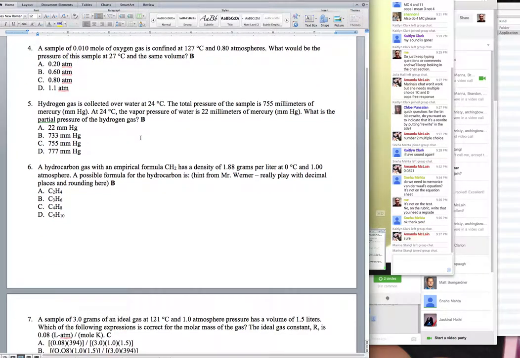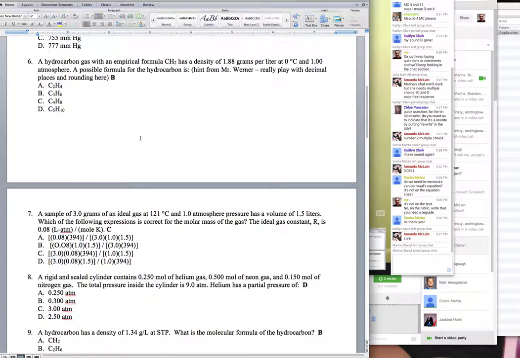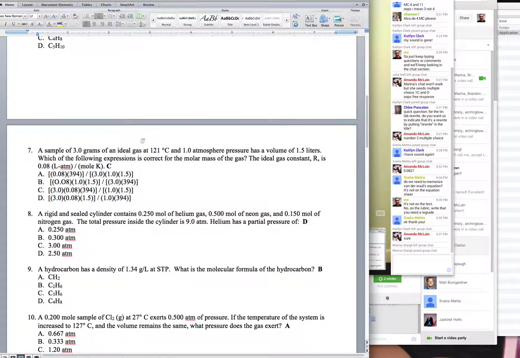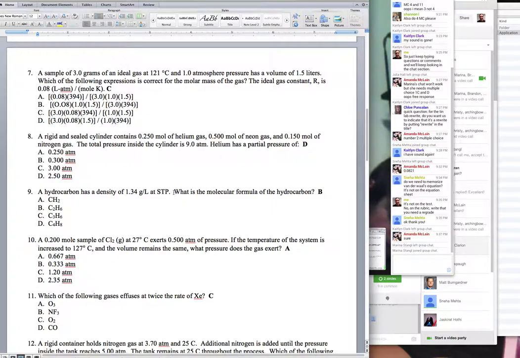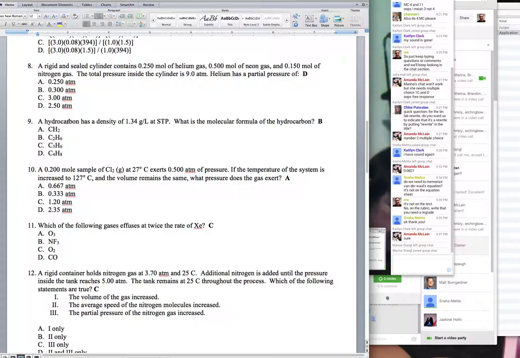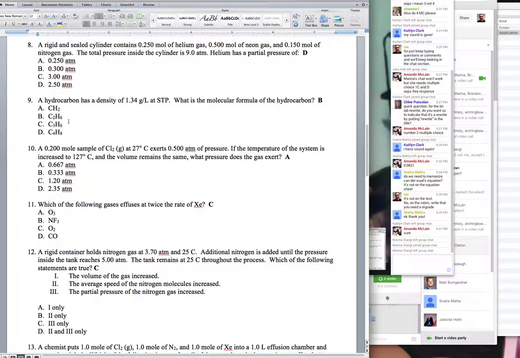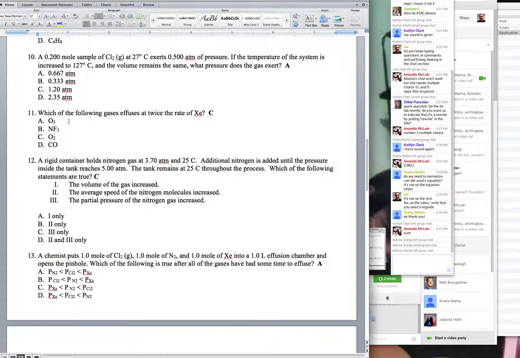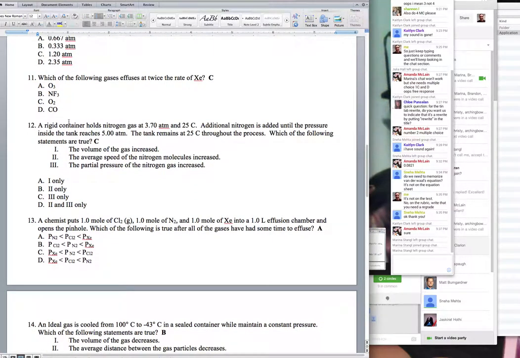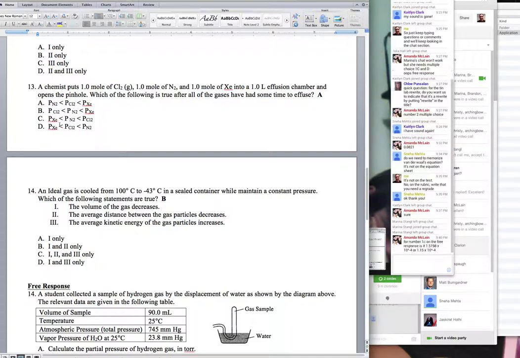How was the practice test overall? I think I understood most of it. There were only like a couple of questions that I wasn't sure about. Okay. You guys doing okay on the density questions, going from density to getting the molecular formula? You guys have anything else you can think of?